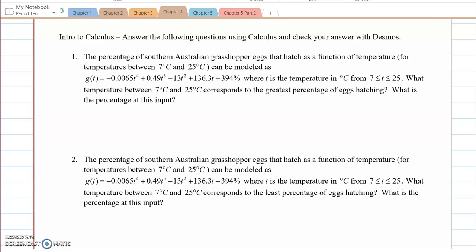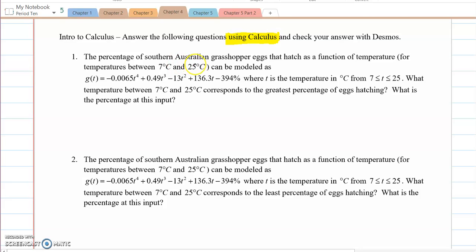Hello, Intro to Calc. So today we're just going to be practicing more of our derivatives with application problems. We're going to answer the following questions using calculus, and then you can check your answer with Desmos, but if you've used calculus, you probably got the right answer. Number 1 I'm going to do with you, and then I'm going to let you guys do 2 through 9, and then check your answers on Canvas.